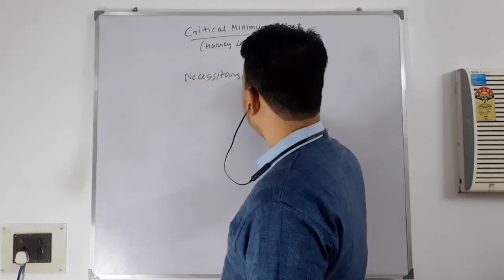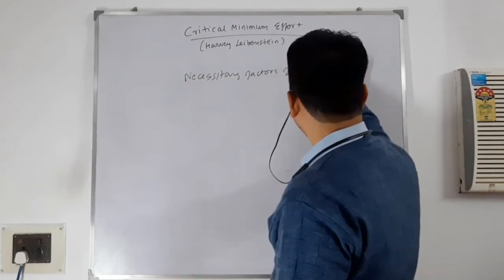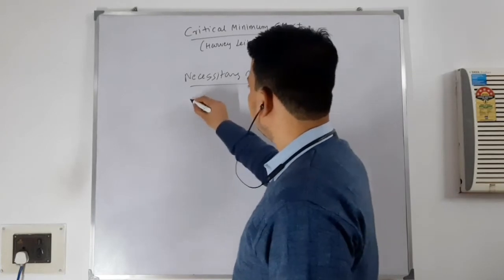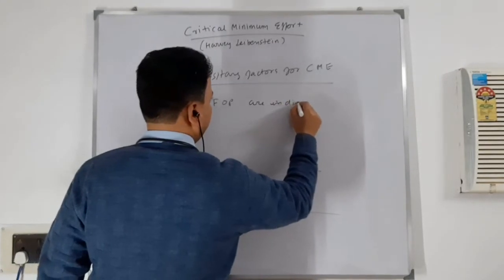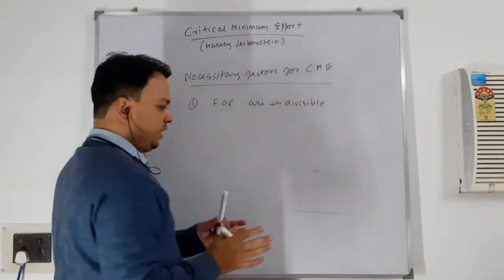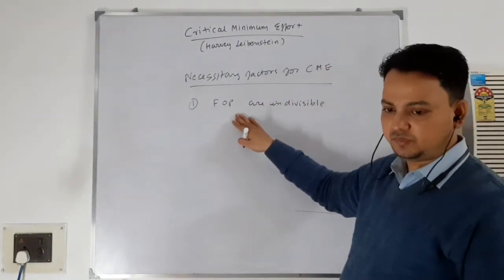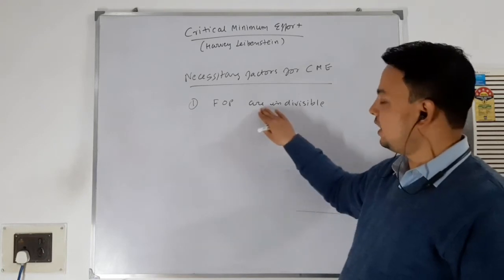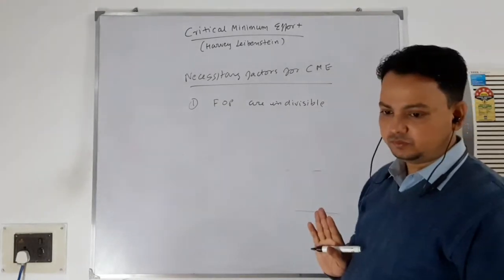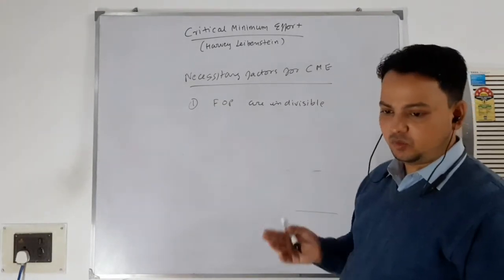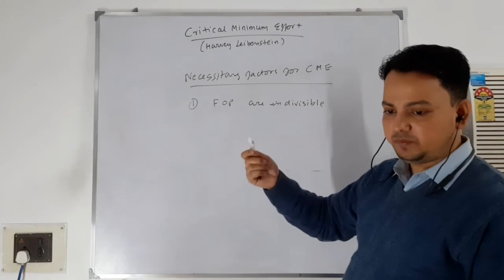Necessitating factors for critical minimum effort. Okay, so factors of production or inputs are indivisible. You require them in a certain minimum amount or in full. You cannot divide a factor of production. So factors of production are indivisible. You require it in a certain minimum amount, or you require it in full. Otherwise there will be internal diseconomies. Cost will be high when you have internal diseconomy. That is why you require a critical minimum level of investment.